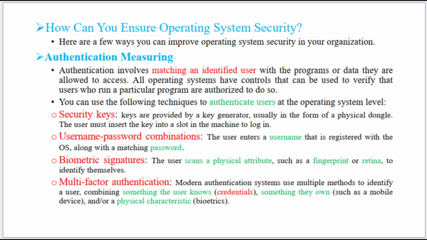12. How can you ensure operating system security? Here are a few ways you can improve operating system security in your organization. Authentication. Authentication involves matching an identifier with the programs or data they are allowed to access. All operating systems have controls that can be used to verify that users running a particular program are authorized to do so. You can use the following techniques to authenticate users at the operating system level.